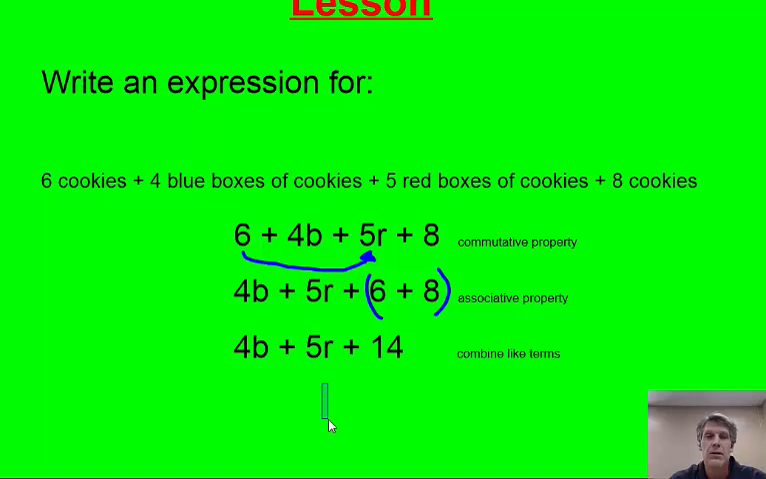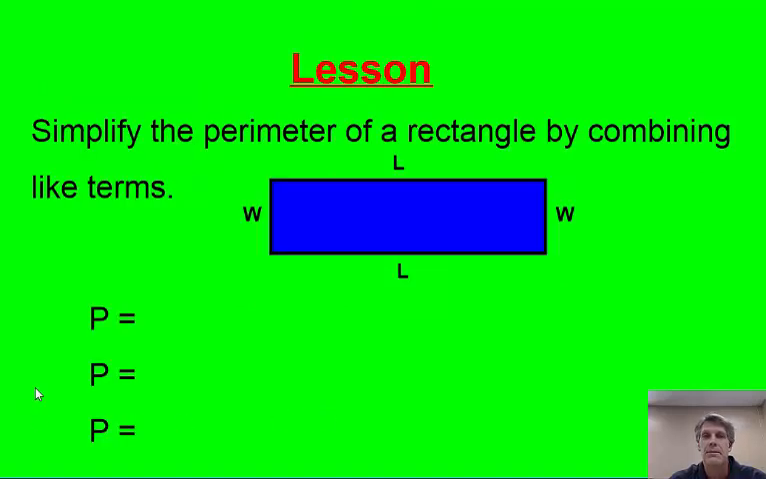All right, let's go to our last problem. We want to simplify the perimeter of a rectangle by combining like terms. So take a second, write down P equals, and see if you can write down the perimeter going around the outside. Write out how you would find the perimeter with the length and the width and the length and the width. All right, so hopefully you wrote P is the length plus the width plus the length plus the width.